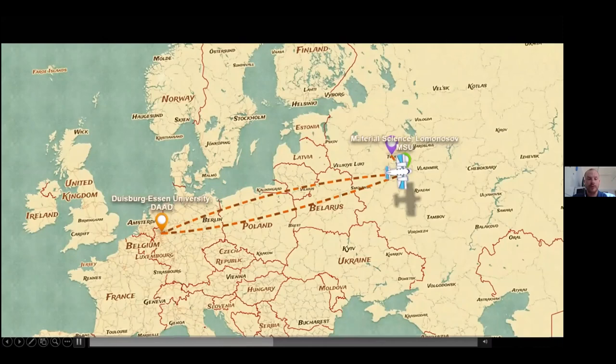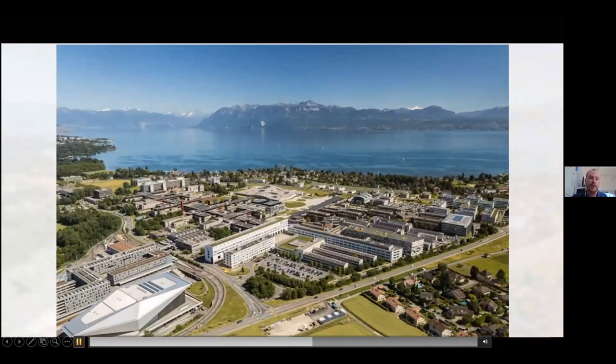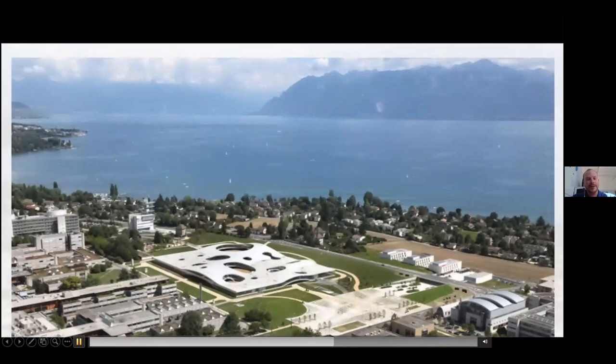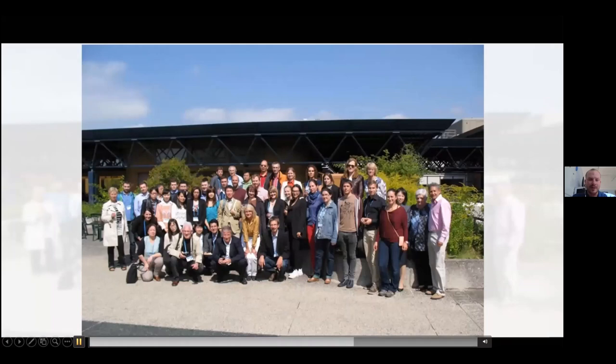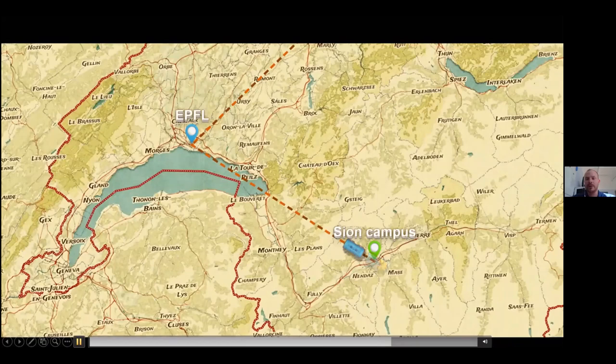And shortly after receiving the diploma, I moved to EPFL, to LEPA, group of Professor Girault. You see the remarkable pictures of EPFL campus in Lausanne. This is our group with some participants of a conference. I think it's 2014 or something like this. So it's almost the last year when we were in Lausanne, because afterwards we moved forward to Sion. And in Sion, we had really, really cool campus, pretty brand new.